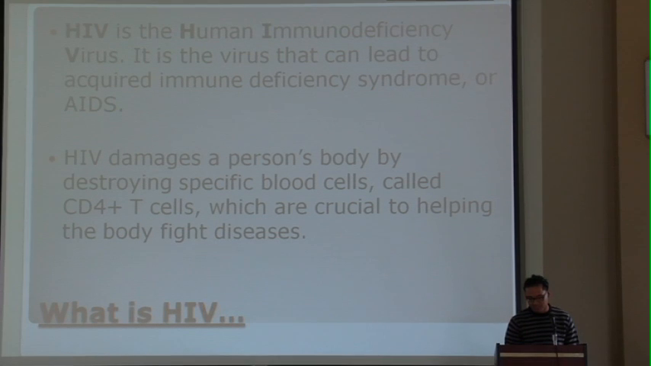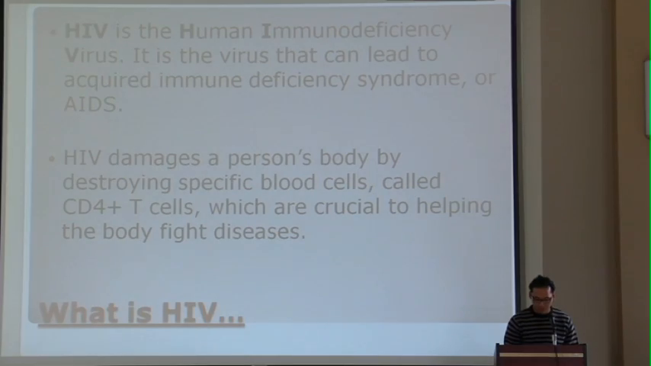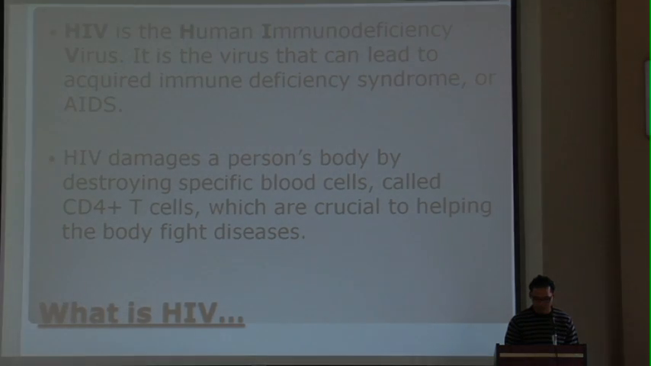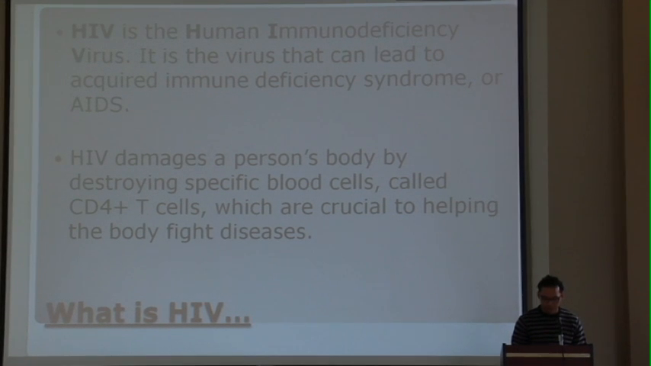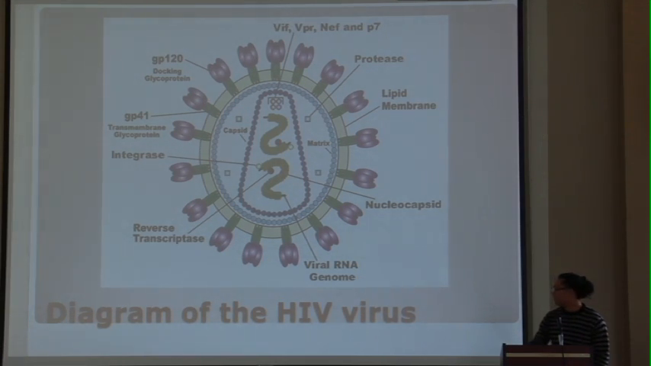HIV is the human immunodeficiency virus. It is a virus that can lead to acquired immune deficiency syndrome, more commonly known as AIDS. HIV damages a person's body by destroying specific blood cells called CD4 plus T cells, which are crucial to helping the body fight diseases. It's just a diagram of what the HIV virus looks like.